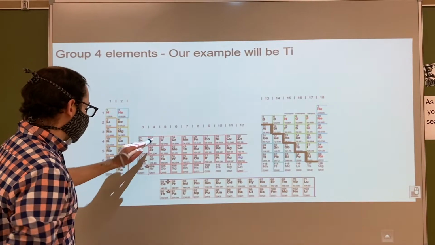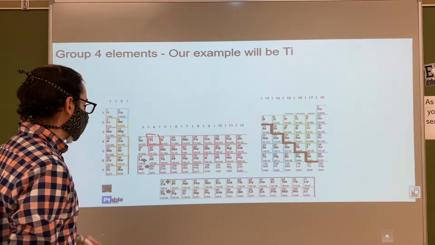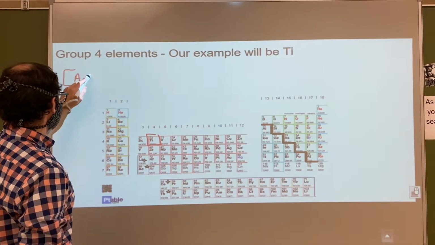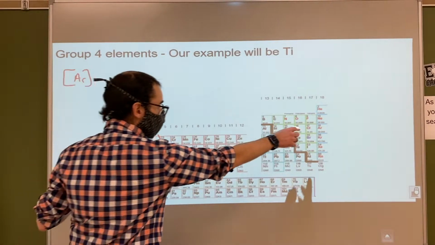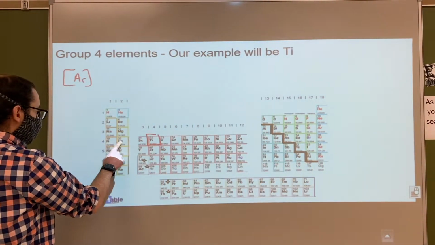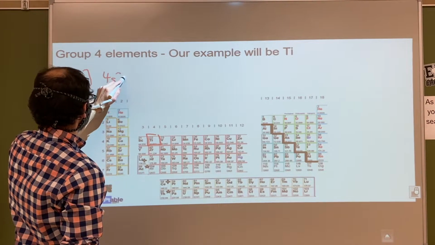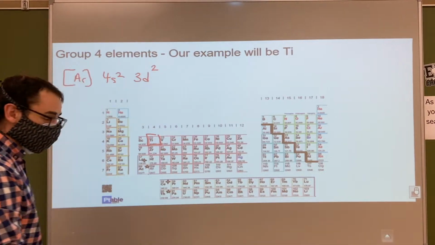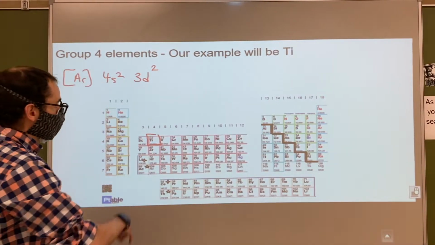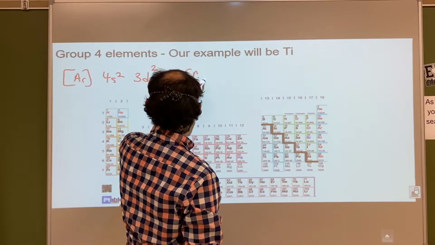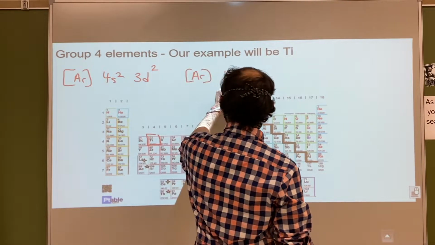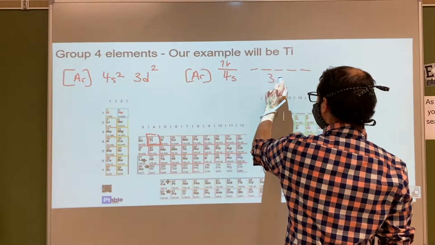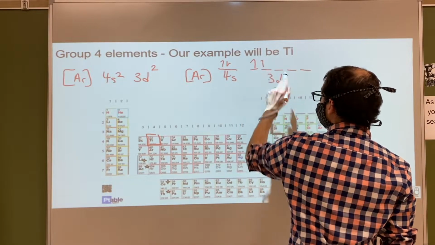Okay, next up we have Ti, titanium, number 22. So here, the noble gas that comes before it is argon, because it's over here, it's 18. Then we have 4s2, and then there's 3d2. Very similar to the last one we had, right? So let's do the orbital diagram. And this is just 2, okay?